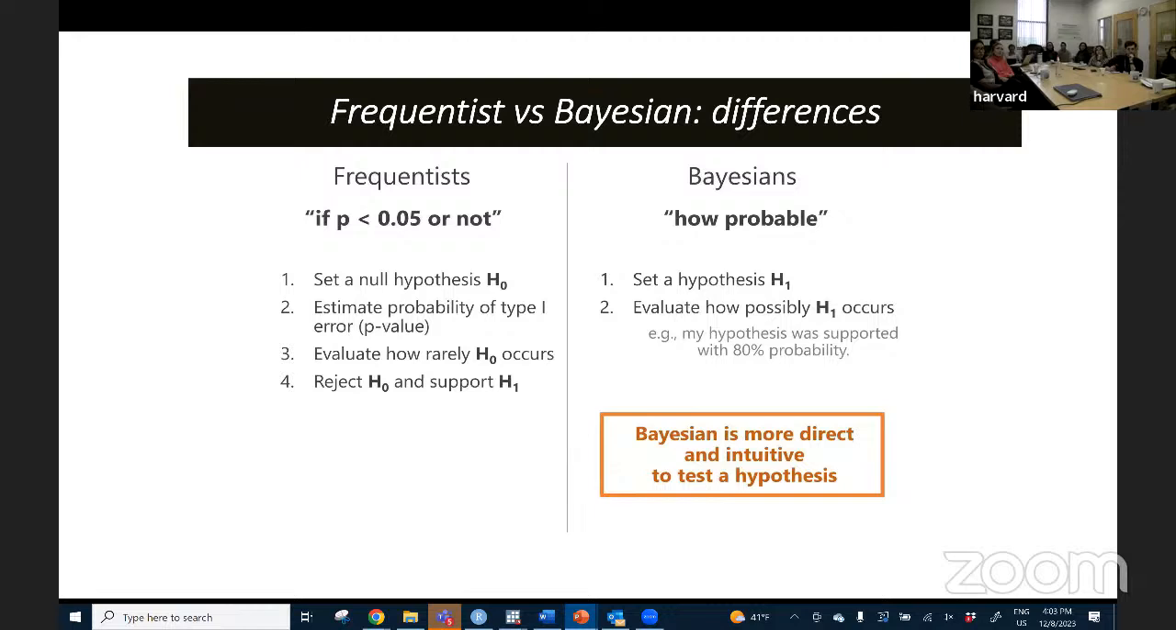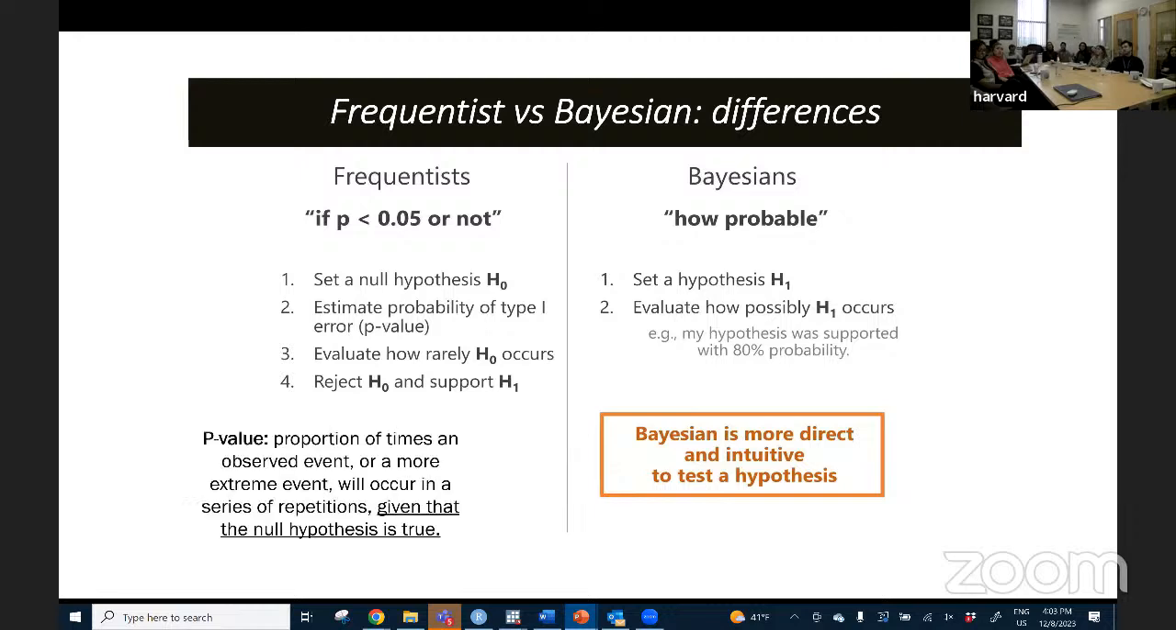So just as a reminder, the frequentists use 0.05 to reject the null, right? But we never can say we are finding evidence in favor of the alternative or proving the alternative. That is conceptually wrong. And this is just the definition of p-value. It's the proportion of times an observed event or more extreme event will occur in a series of repetitions, but only if the null is true. That is sometimes the most complicated part to understand of the p-value.